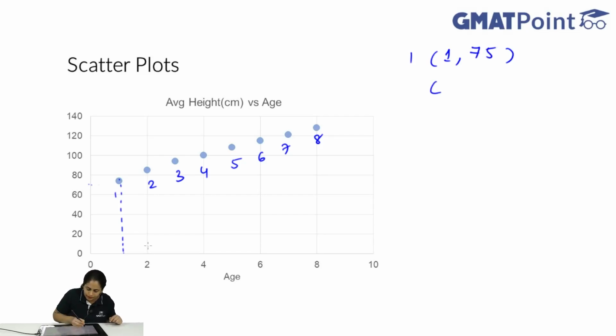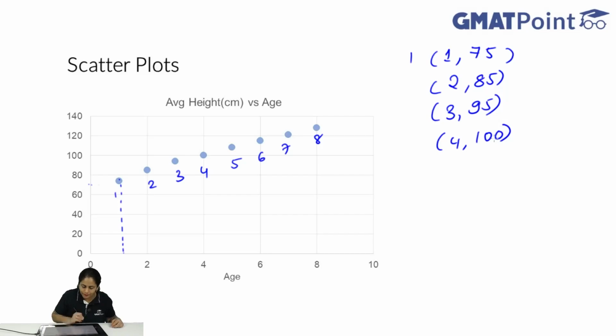Consider the second point. This is exactly at 2 and it is above 80. I think it would be around 85. Consider the third point, exactly at 3, and it is between 90 and 100. I would say 95. So 3 is 95. 4 is exactly at 4 and it is exactly at 100. 5 is at 0.5 and it is somewhere between 100 and 115. So I would say it is slightly lesser than 110. So I'd say this is 108.